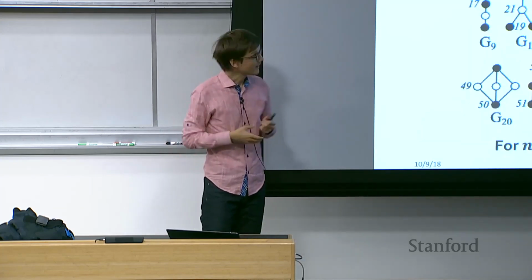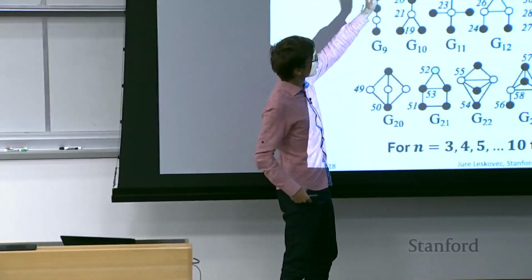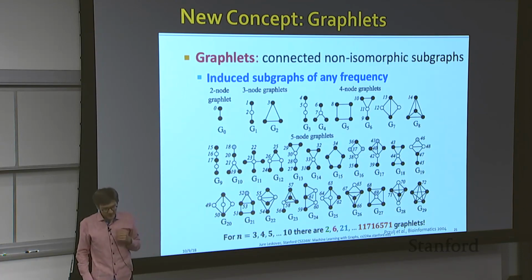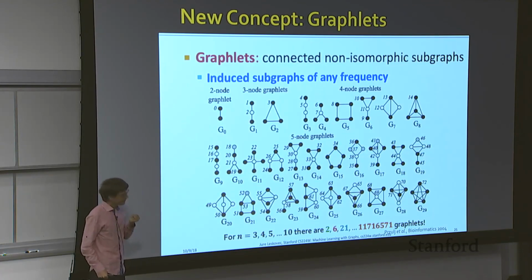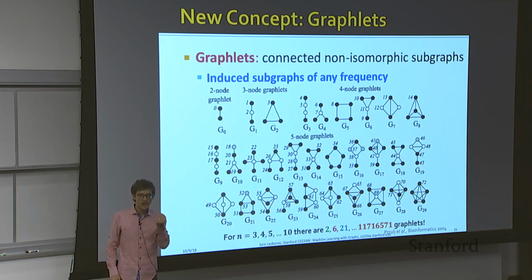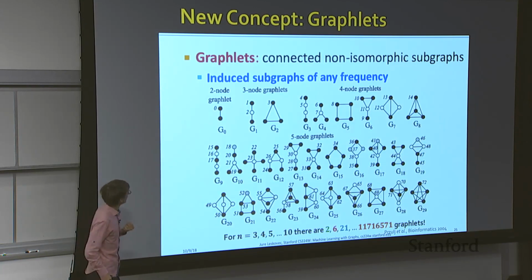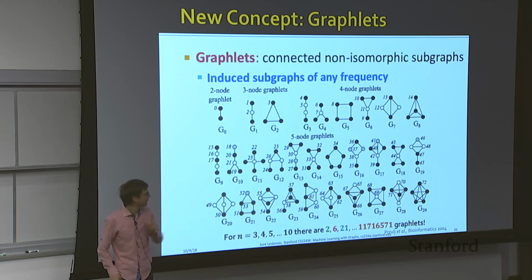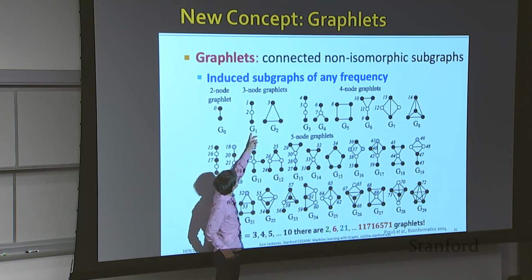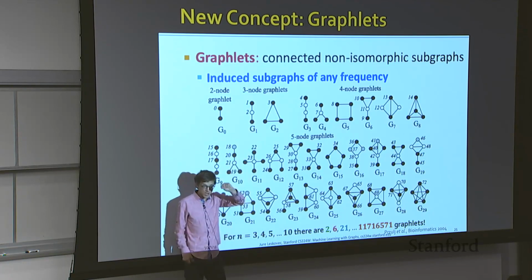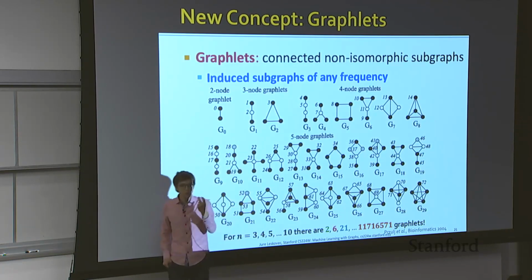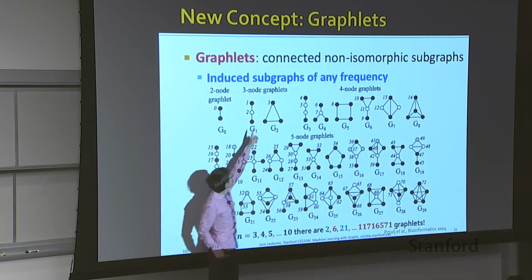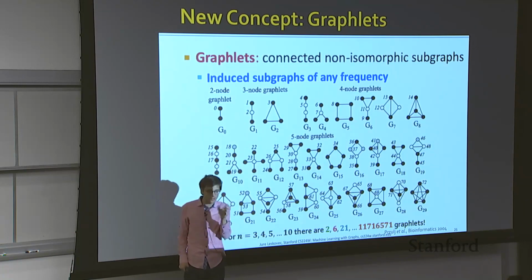Okay? So here is what graphlets are. They are connected, non-isomorphic, induced subgraphs of any frequency. The point is that these subgraphs are rooted at a given node. What does this mean? The numbers 0, 1, 2, 3 show the number of different graphlets. For example, for this chain of two nodes, you have two non-isomorphic positions in this graph. You can be at the beginning of the chain, or you can be in the middle of the chain. And those are different, right?